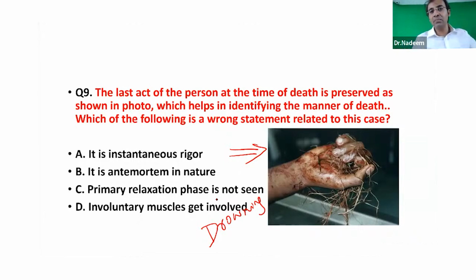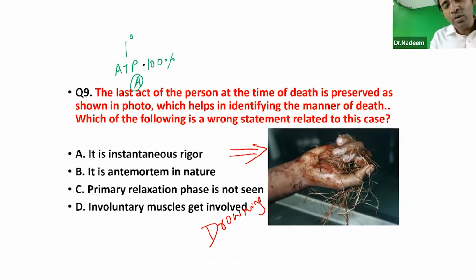And this act, what is happening here? Please understand one important point: after death, what is happening? First of all, there will be relaxation. Just after death, there will be primary relaxation of all the muscles. At that time, ATP was 100%. So actin and myosin, the two muscle proteins, were separated.